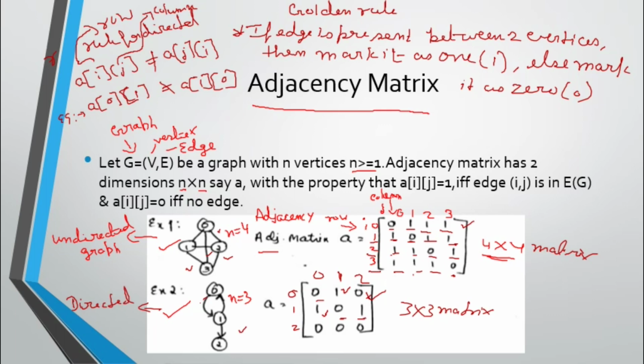Now 2 to 0 you don't have a direct path. 2 to 1, why is it 0? Because the arrow is facing towards 2, not towards 1, so it is 0. Then 2 to 2 also you don't have a path, so that is how this adjacency matrix works.